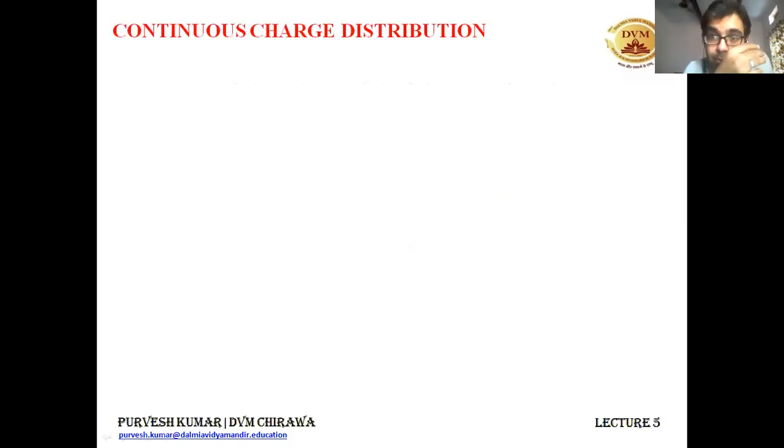Before studying Gauss's law, you must be familiar with some continuous charge distributions, that is, what continuous charge distribution actually means and what is its significance. So the continuous charge distribution is the distribution of charge over a given specific object, maybe lengthwise, maybe area-wise, or maybe volume-wise. Till now, we have studied only about the discrete charges.